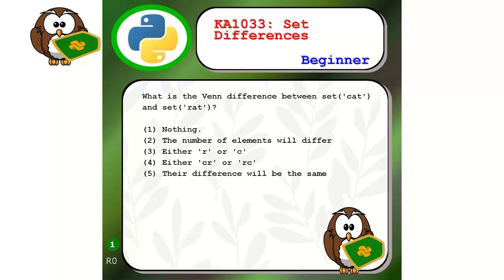KA 1033, set differences, another legacy question. What is the Venn difference between set cat and set rat? 1, nothing. 2, the number of elements will differ. 3, either R or C. 4, either CR or RC. Or 5, their differences will be the same.